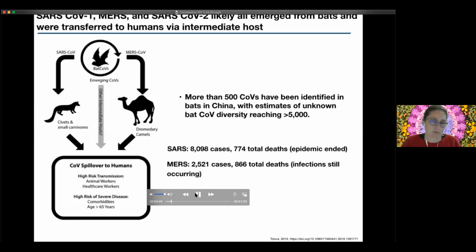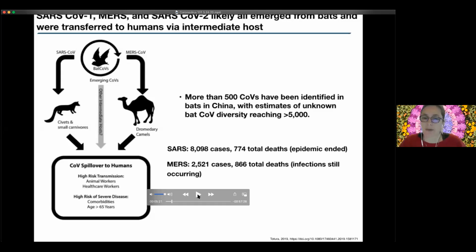MERS, on the other hand, has caused a fewer number of cases, 2,521 to date, with 866 total deaths. This is actually the most pathogenic of the viruses, the one with the highest death rate of about 34%. Unlike SARS, MERS infections still periodically occur, and this is probably not through circulation in the human population. This virus does not transmit particularly well human to human, but these new infections are thought to occur from occasional recurrent spillovers from dromedary camels into the human population.